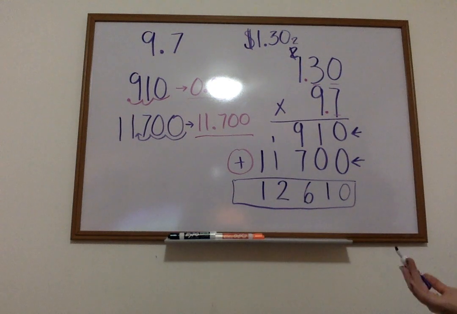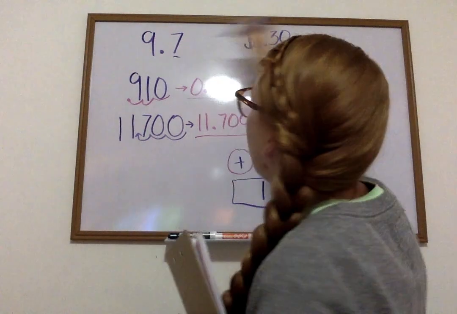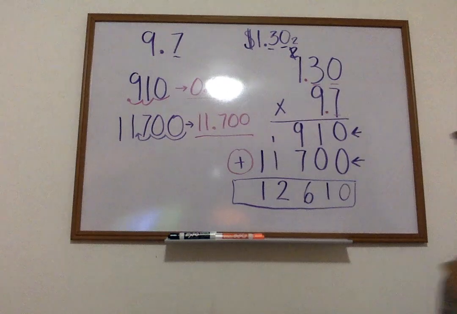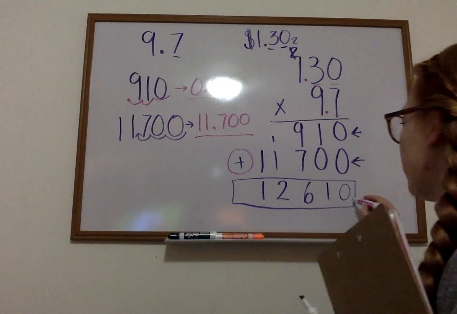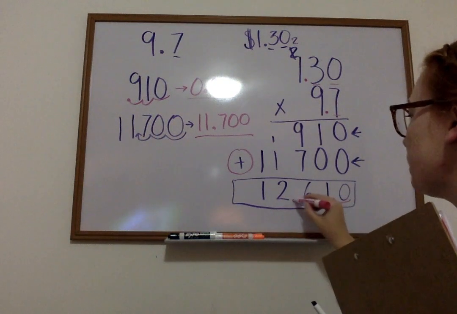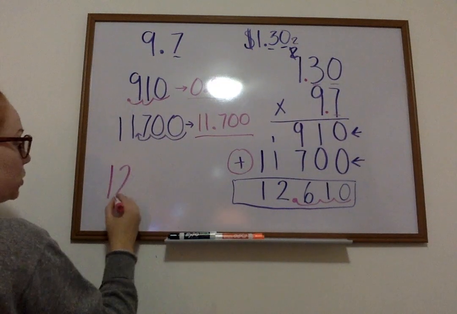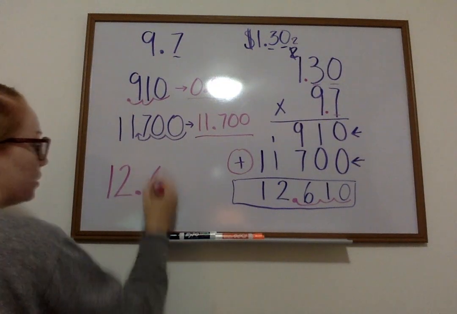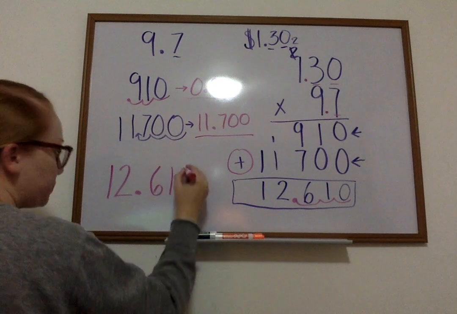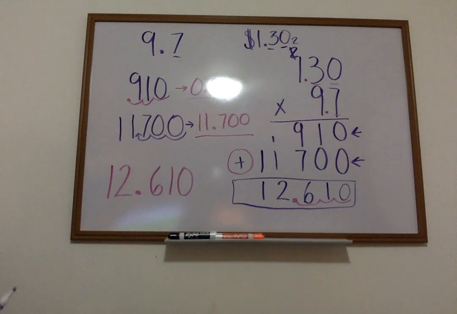Now I have 12,610, but I need to figure out where my decimal goes. Back to my equation. I have 1, 2, 3 numbers behind the decimal, so I'm going to move my decimal 1, 2, 3 places forward. My final answer for in total how much Cindy spent, I have 12 and 61 hundredths.